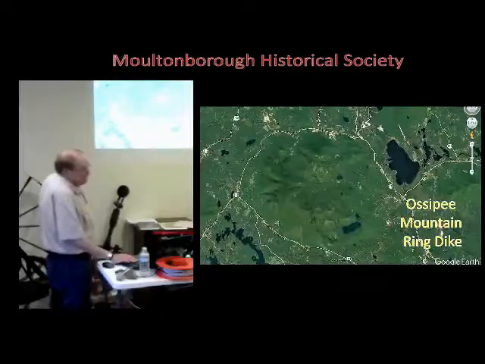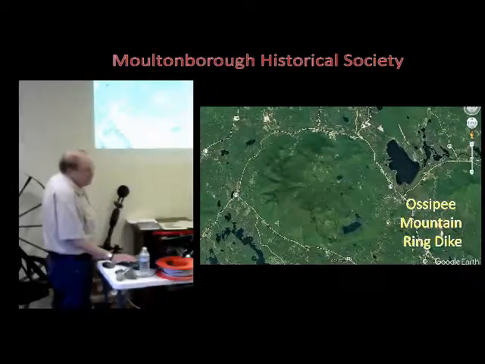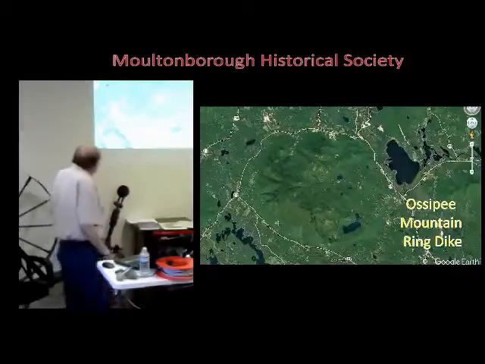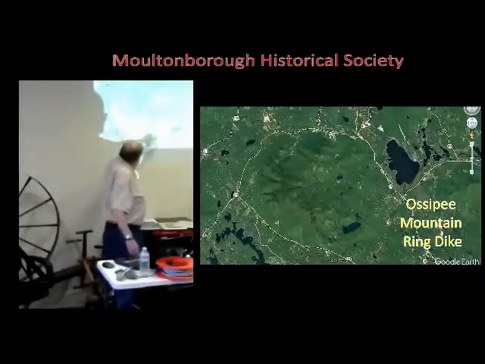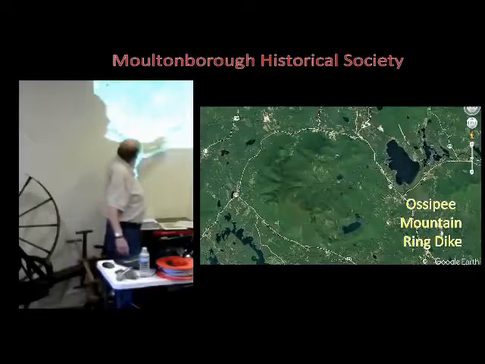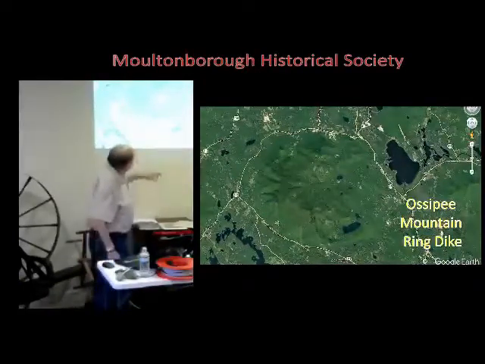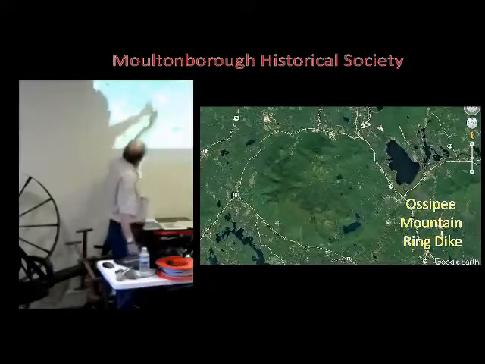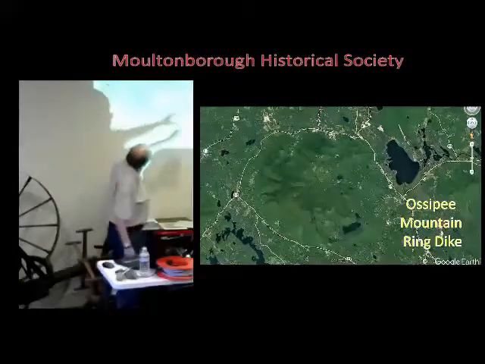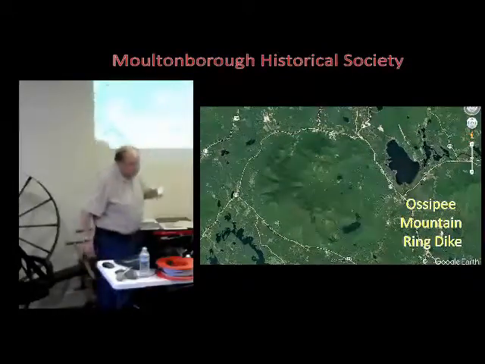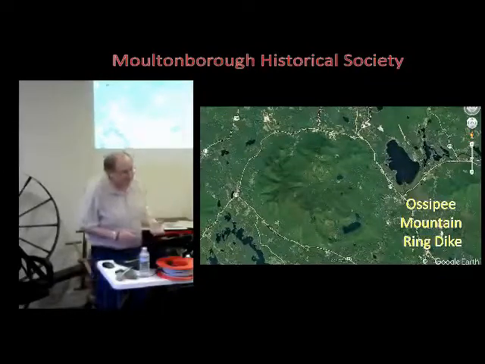Now, if you look at the Ossipee Mountains from the air, you can see it's just about perfectly round. And you can see, right here, parts of the ring dike, little rises going all the way around. The central area, leaning towards the Ossipee end, is the collapsed caldera from the volcano.